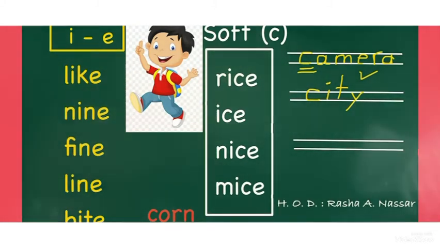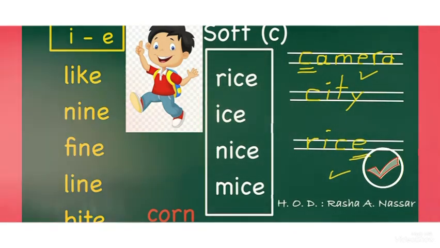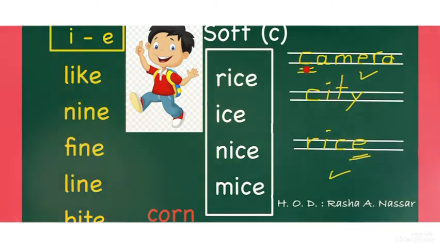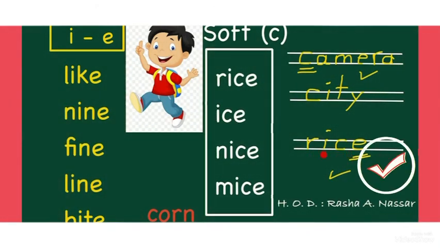Let's write the word rice. Rice. So it's R, I, C, soft C, and E. So here, this is the word rice. So let's see here. It's hard C. It's camera. Camera. So it is hard C. It is pronounced as K. But here it is soft C because it's followed by I. So it's city. And here it is soft C. Why? Because it's followed by the letter E. So here it's rice. Very good.